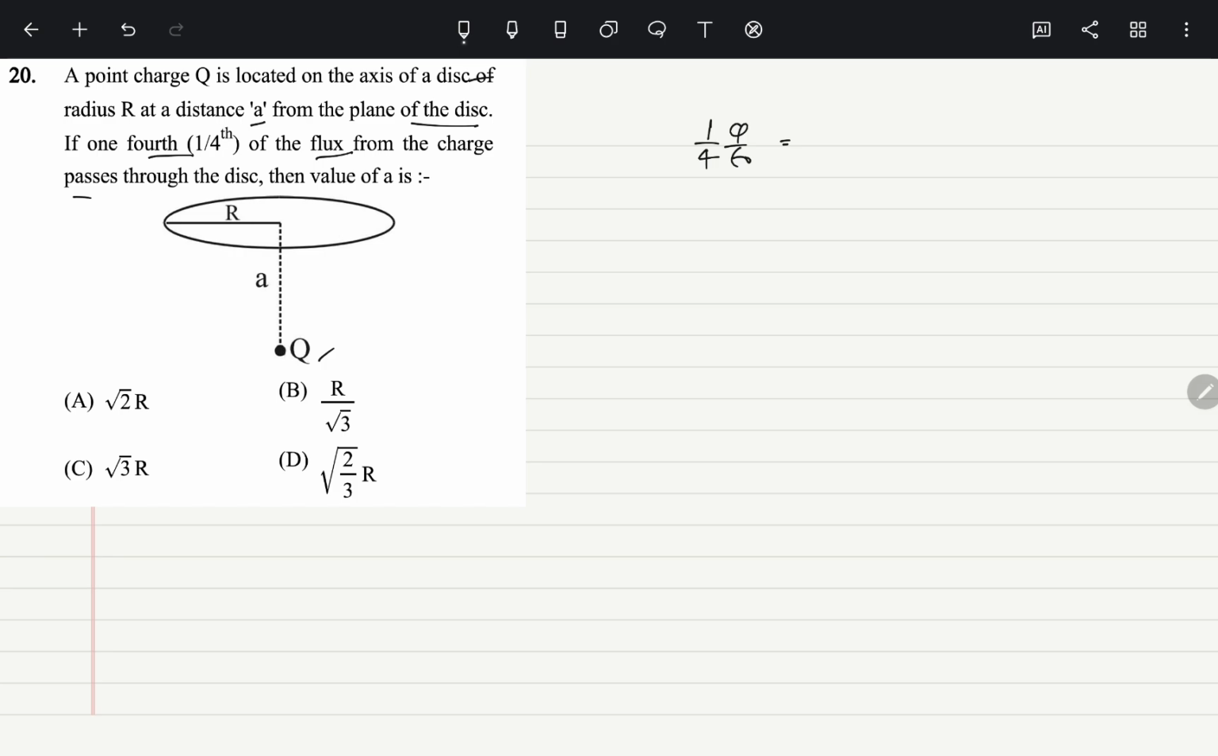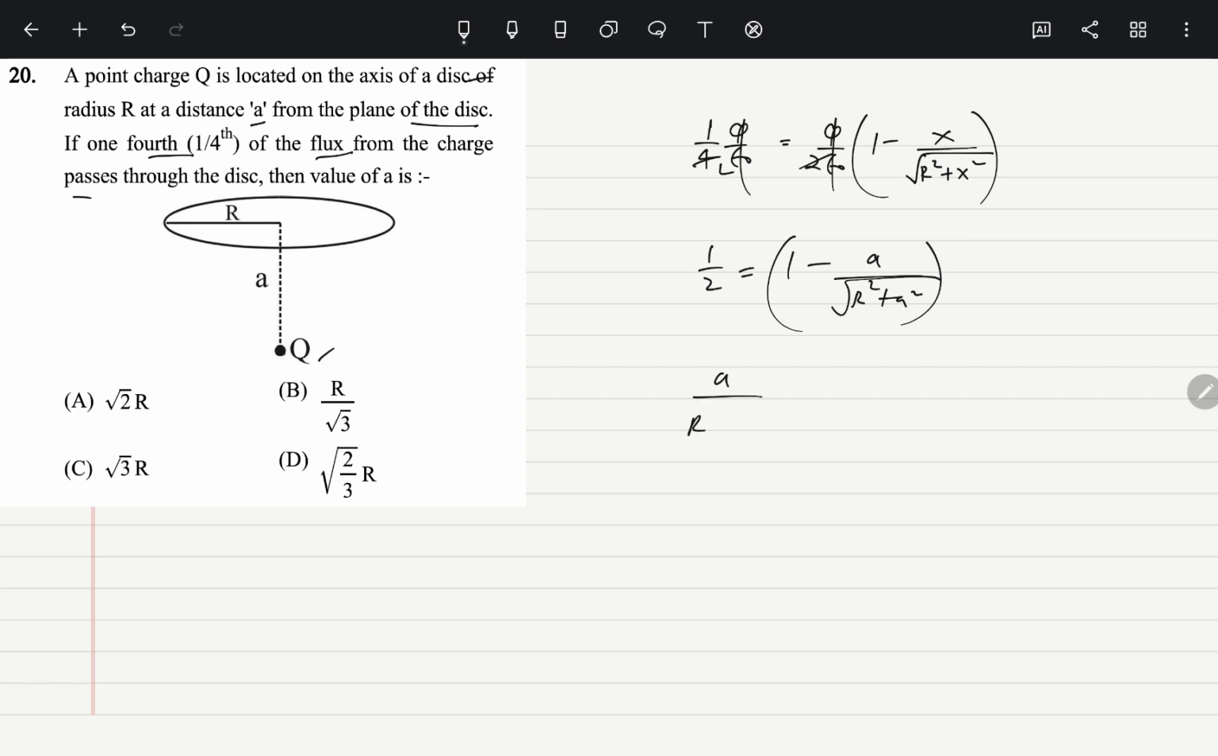And 1/4 of it, so q by 4 epsilon naught, is equal to, as we know the formula for how much flux passes through this disk, q by 2 epsilon naught times 1 minus x by square root of r square plus x square. So we are going to use this formula here. So 1 by 2 is equal to 1 minus a by square root of r square plus a square.